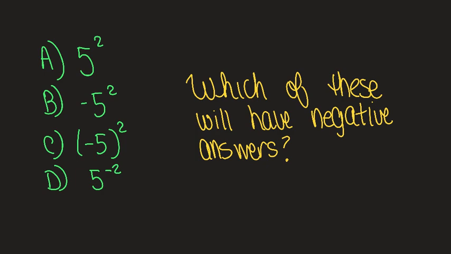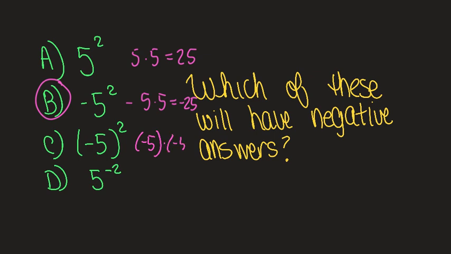All right, which of these will have a negative answer? Five times 5 is 25. -5 times 5, bingo, this one is negative. -5 times -5, nope, that's back to being positive. 1 over 5 squared is a fraction. So the only one with a negative answer was B.